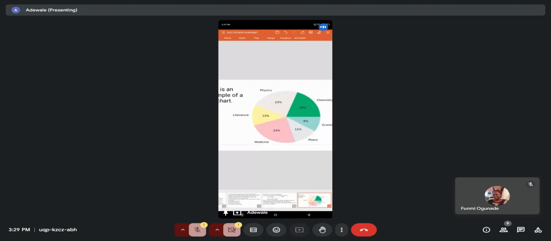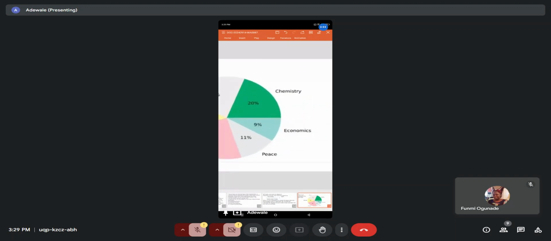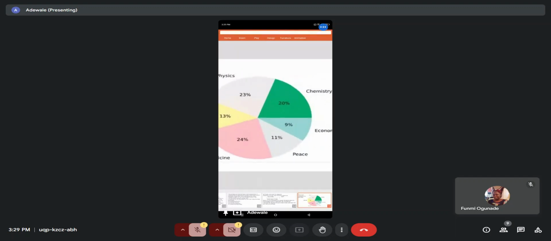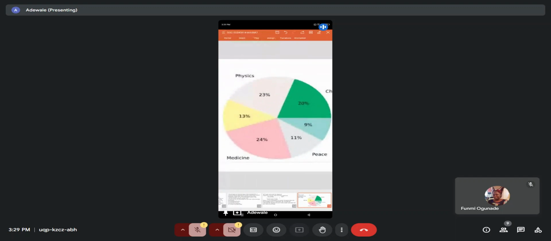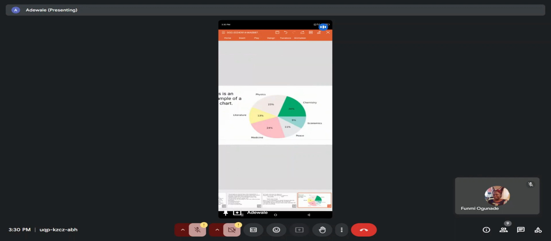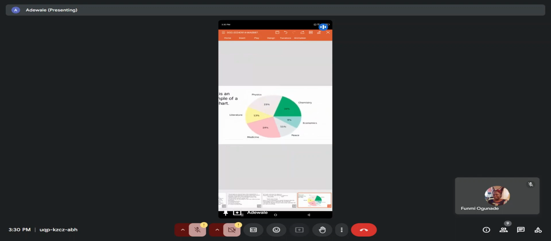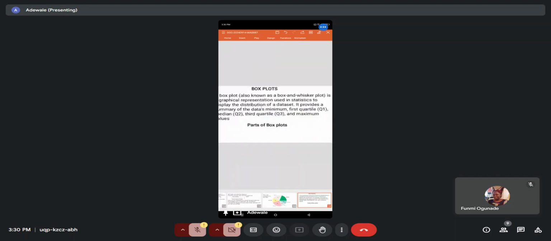So this is an example of a pie chart. As you can see, this subject takes 23%, 20%, 9%. If you calculate everything, 23 plus 20 plus 9 plus 11 plus 24 plus 13, everything should give you 100%. So that is that concerning the pie charts.